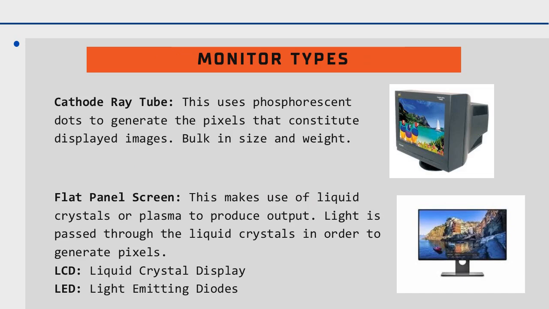Monitor types. Cathode ray tube. This uses phosphorescent dots to generate the pixels that constitute the displayed image. Bulky in size and weight. Flat panel screen. This makes use of liquid crystals or plasma to produce output. Light is passed through the liquid crystals in order to generate pixels. LCD, liquid crystal display. LED, light emitting diodes.